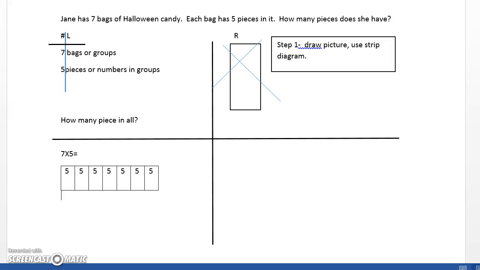Oops, and of course I put in the wrong number, so 35. I'm not done at that point. I need to make sure I circle and label my answer. So I circled and labeled my answer.